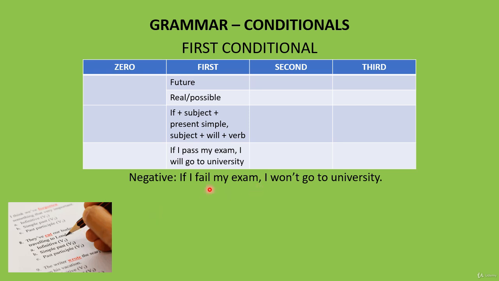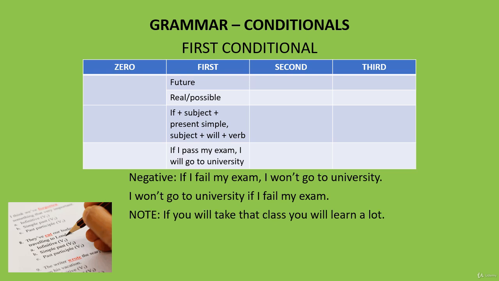We can change the two halves around like this. I won't go to university if I fail my exam. Look what happens to the comma. We have a comma when the sentence begins with if, but we don't have one when the if part comes second. Don't write will in the if clause. That's wrong. The meaning is this.